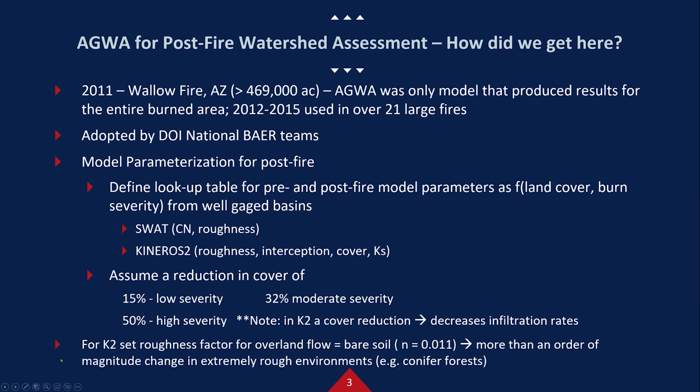And so for K2, we set the roughness factor for overland flow on bare soils, or bare soil N value, to 0.011. So that's really more than an order of magnitude change from an extremely rough environment that would have existed pre-fire. That's a conifer forest with a lot of needle and debris litter on the ground.